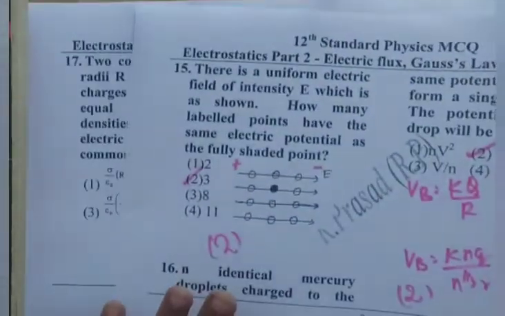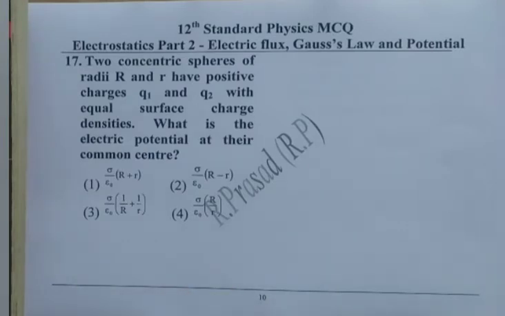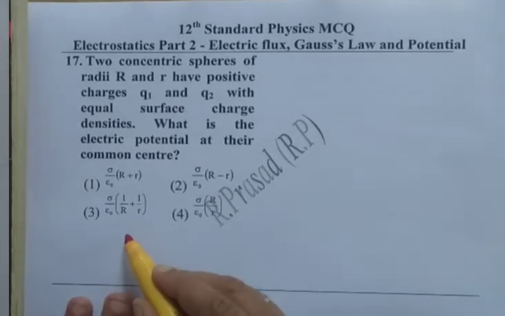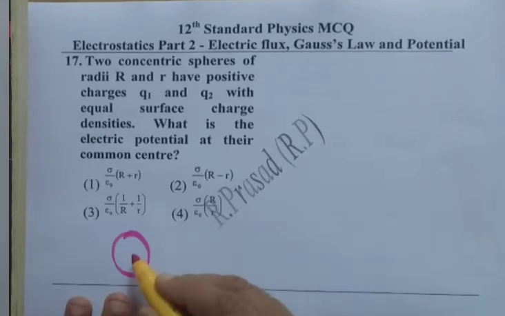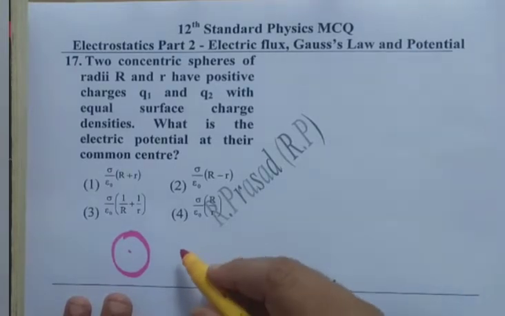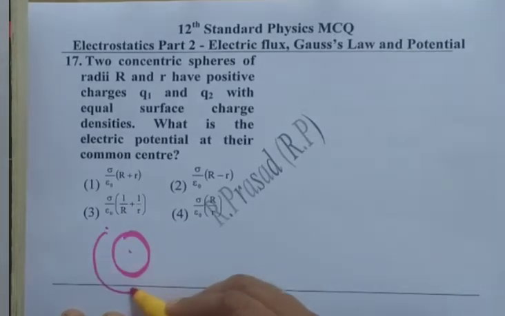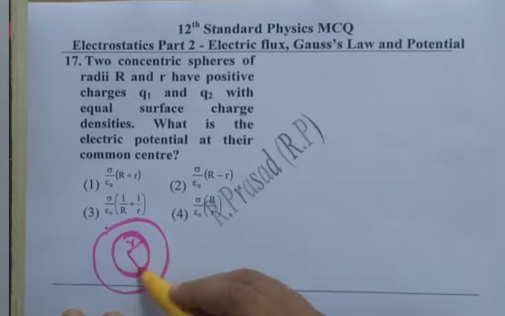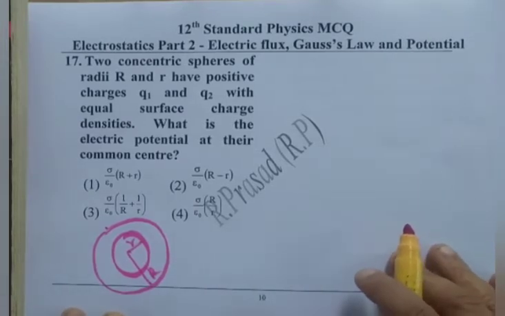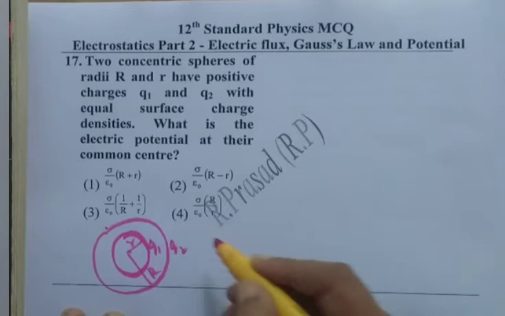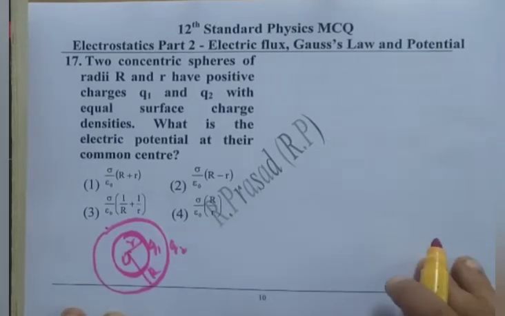We think of the 17th question now. Two concentric spheres of radius r and R have positive charges q1 and q2 with equal surface charge densities. What is the electric potential at their common center? We write a figure like this. Just observe. One sphere and another sphere is like this. We call this r and this R, outer sphere as R. The inner sphere has charge Q1, the outer sphere has charge Q2. This is their common center O.